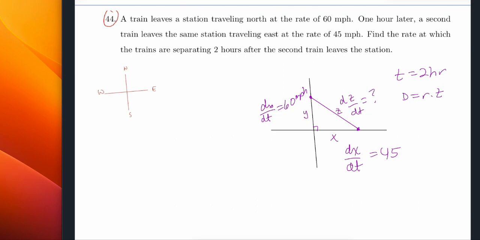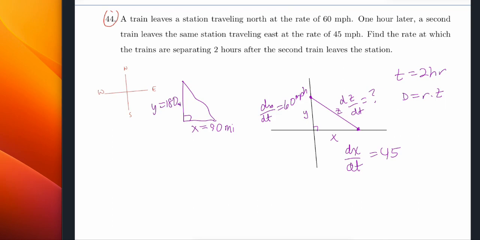Okay. Let's think about what we know. If we look at our triangle for a moment. Gosh, I'm so good at this. The second train only went 2 hours at 45 miles per hour. It would have gone 90 miles. Distance equals rate times time. But the first train actually traveled 3 hours because it left an hour early. And so if it's going 60 miles per hour, it's actually going 180 miles.